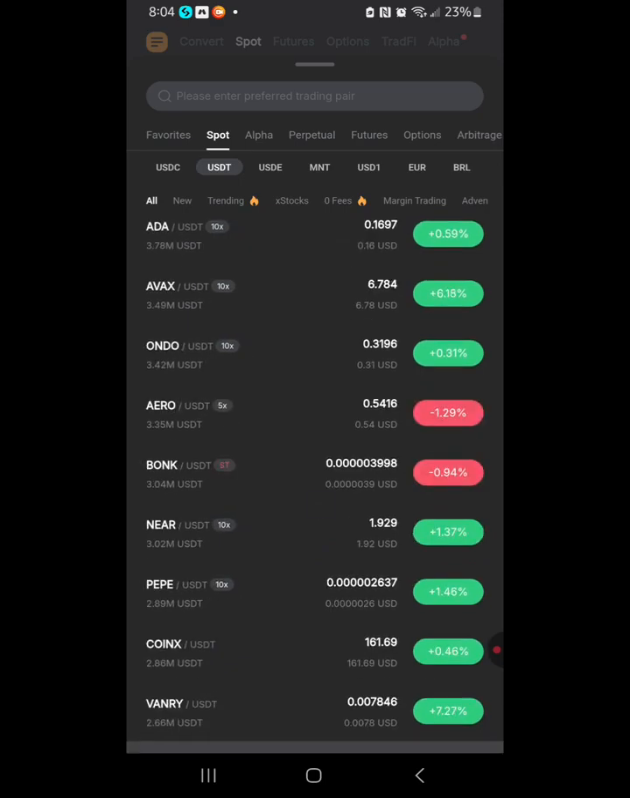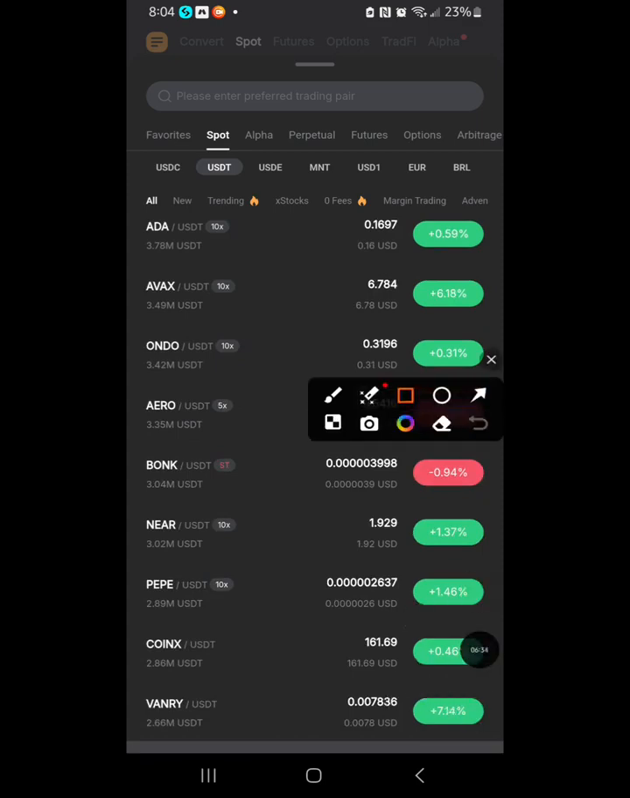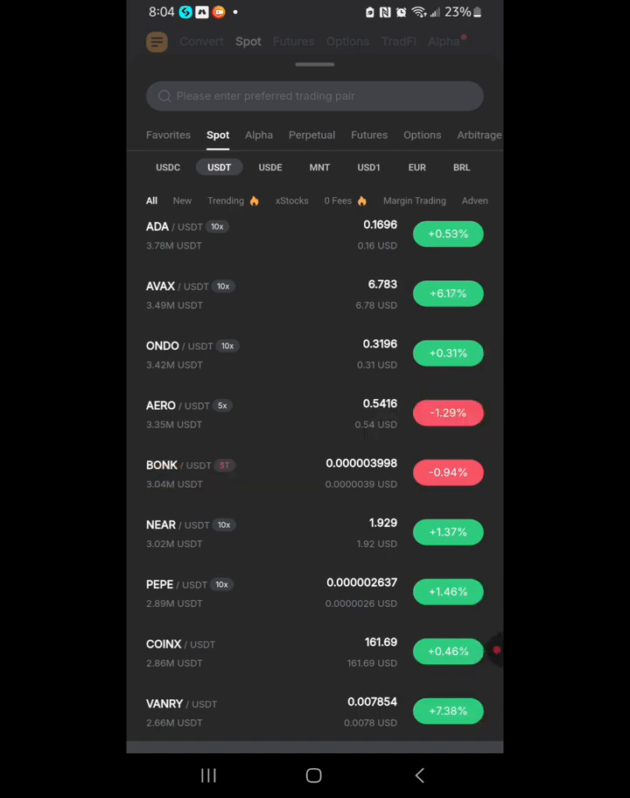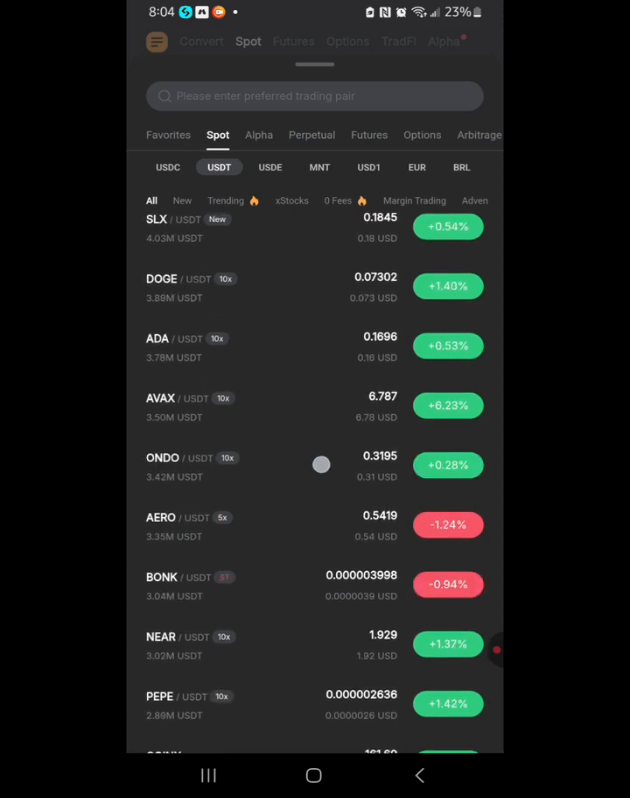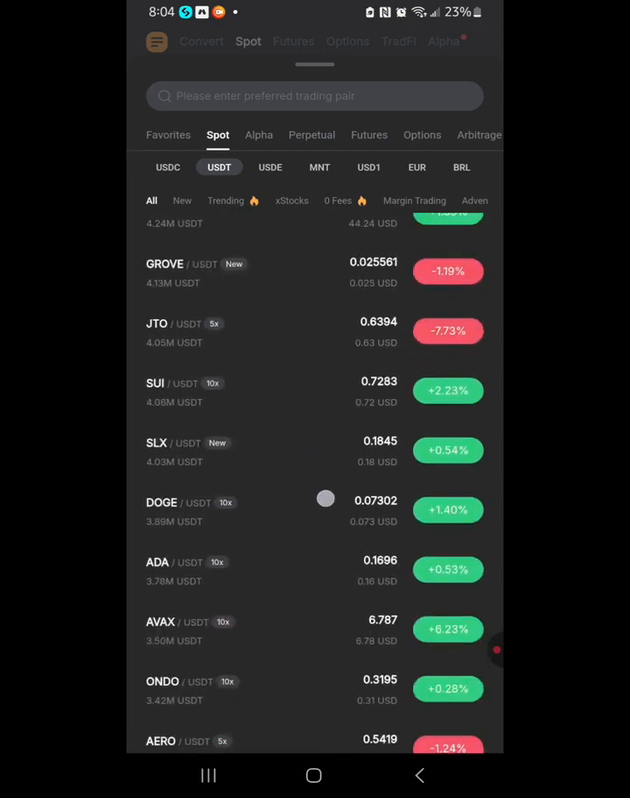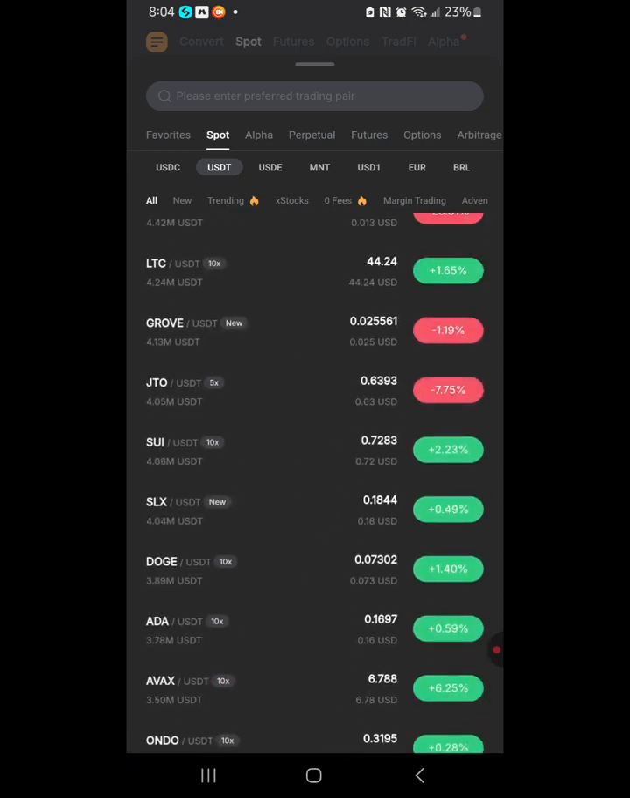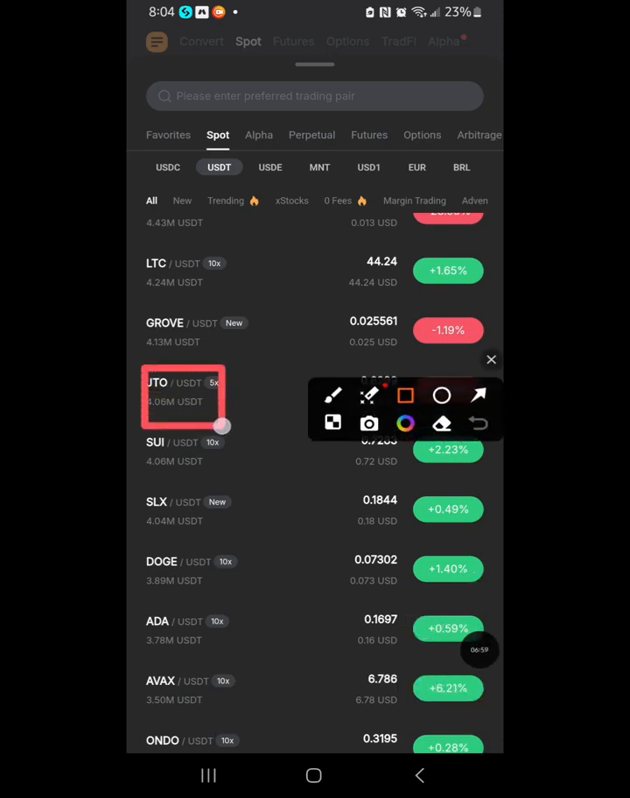And the way I pick my own is simple. Always try to look for the volume. Make sure that the volume is at least above 1 million USDT within the last 24 hours. So whichever one you're going to be using, make sure that it has over a million USDT traded volume within the last 24 hours, so it can make more sense. So let's go for this random one called JTO.